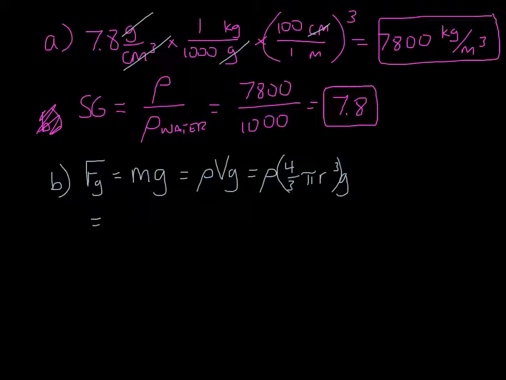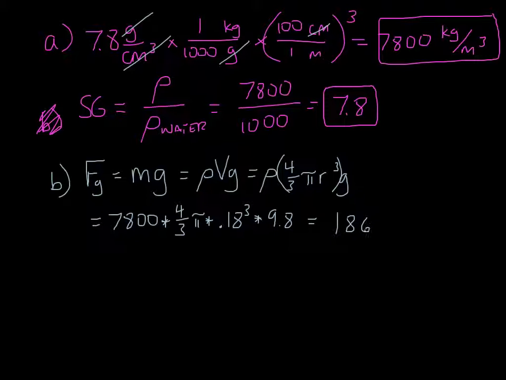So that is equal to the density in standard units, which is 7,800, times 4/3 pi times the radius, which was given as 18 centimeters. You have to convert that into meters, so 0.18 cubed, times the acceleration of gravity, which is 9.8. So the weight, or gravitational force, ends up equaling 1,867 newtons.